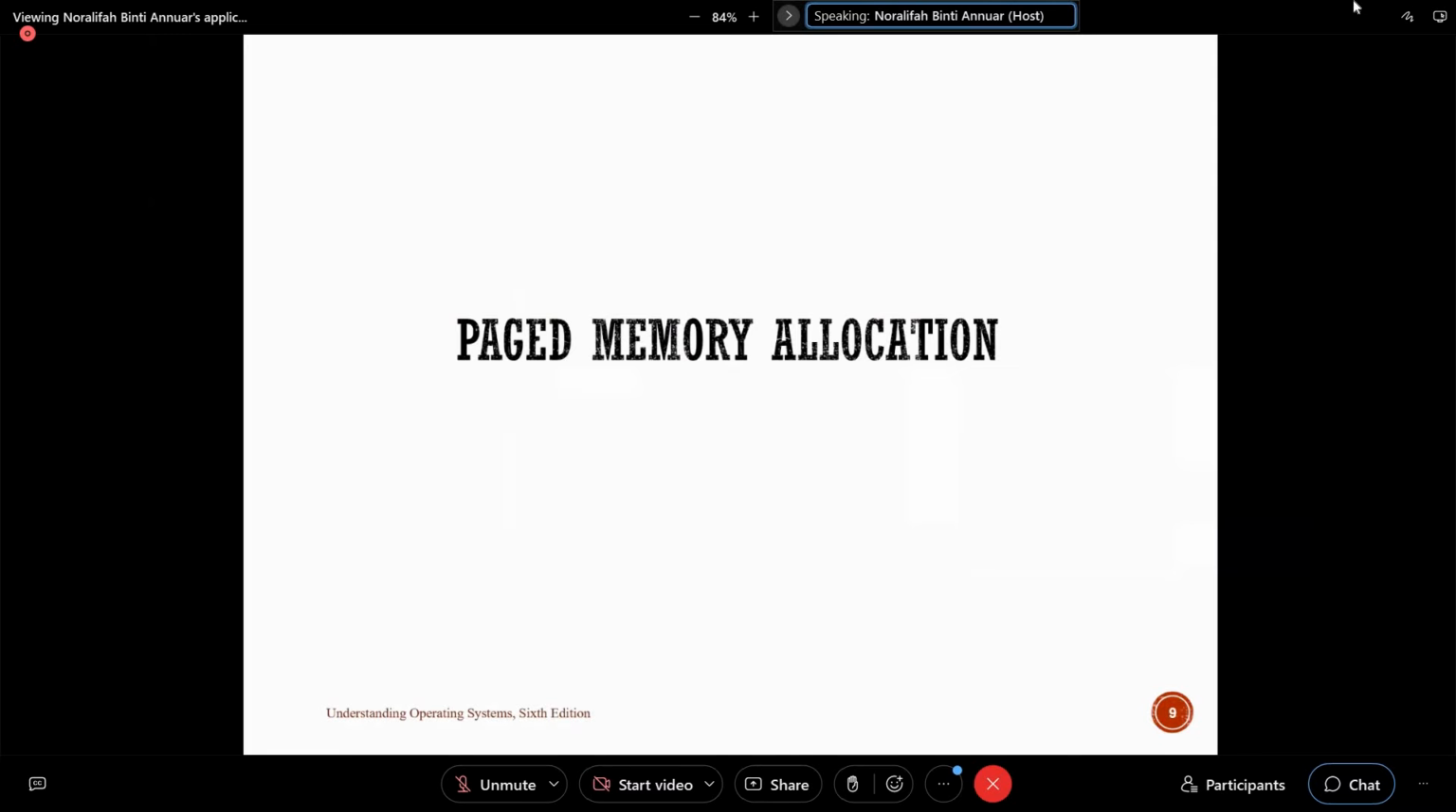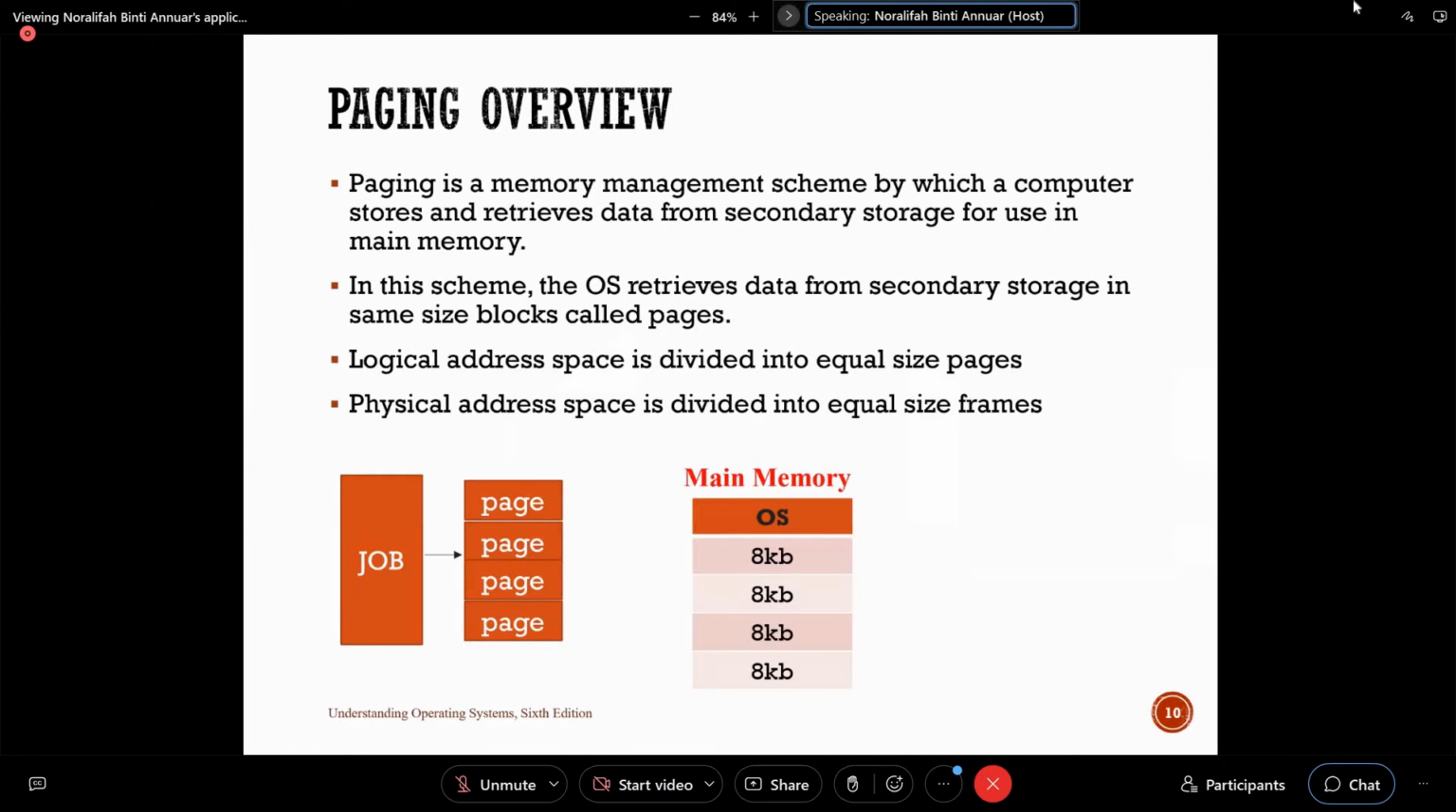The paging memory allocation. Ini tadi saya dah explain. You can see the job will be divided into a number of pages. Kan? If you see later on, kalau you buat tutorial ataupun in your exam, dia akan cakap, okay, job creates 5 pages with this size. So it's a simple math. Dibahagikan dengan the page size sahaja. Okay, in this scheme, OS retrieves data from secondary storage in the same size blocks called pages.